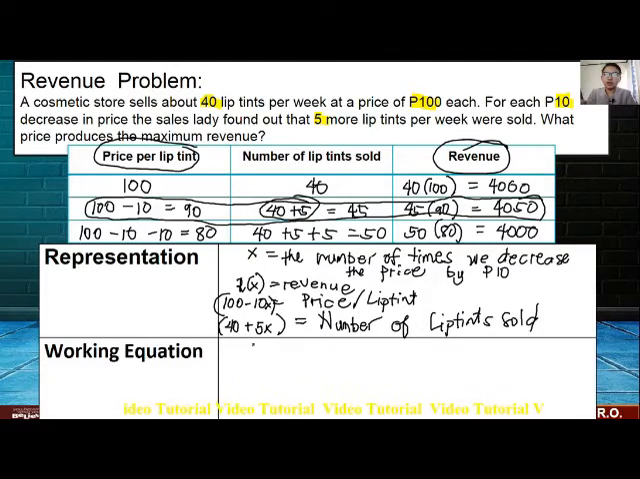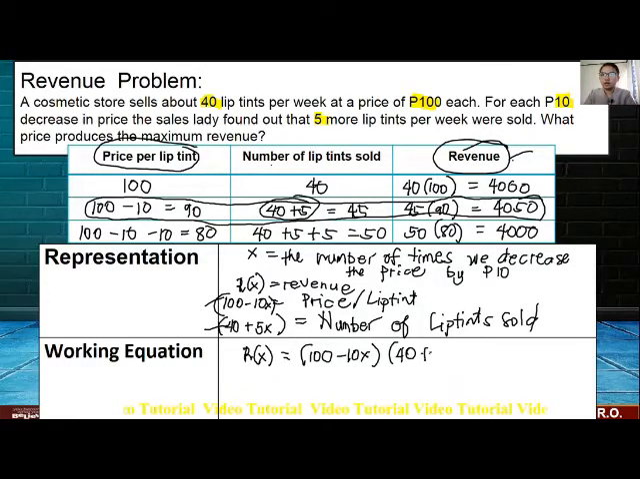For the working equation, since we are looking for the revenue, that will be R of x equals the price per lip tint multiplied by the number of lip tints. For us to find the revenue here on the table, we just multiply the representations. So we will have 100 minus 10x multiplied by 40 plus 5x. As you can see, we can still simplify this through the use of our FOIL method.